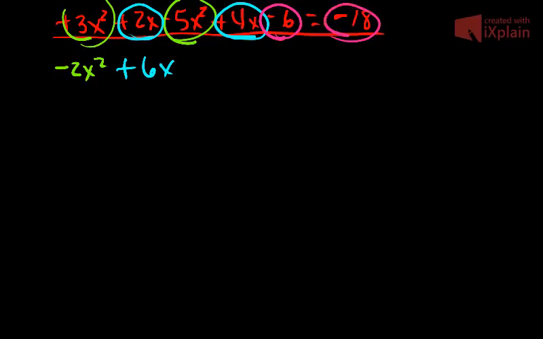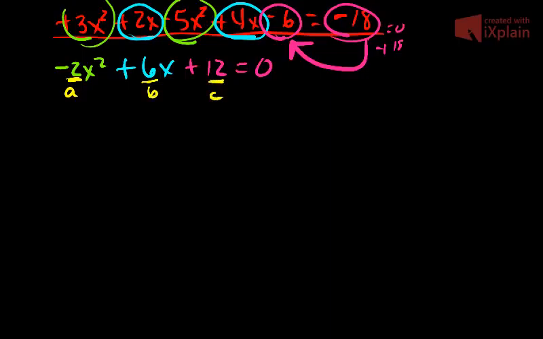Now remember, I have to have this side equal to 0, which means that this thing has to come over here. So in order to do that, I need to add 18 to both sides. When I do that, plus 18 and a minus 6 gives me a positive 12, and this whole thing is equal to 0. Now we are ready to use our quadratic equation. Now we have our coefficients. This is A, this is B, and this is C.